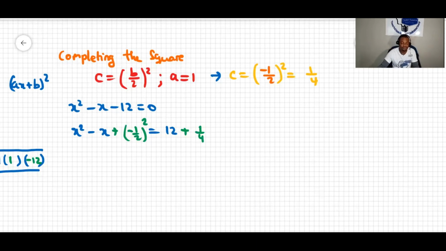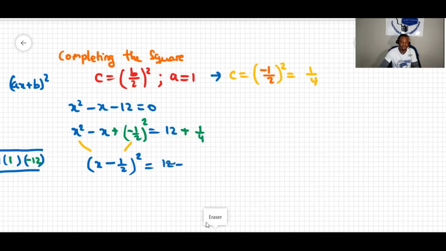So when we only consider the bases, we consider x and negative half, we're going to take the bases of the first and the last term. It's going to be x minus a half. I keep the sign, okay? Equal to 12 plus a quarter, okay?